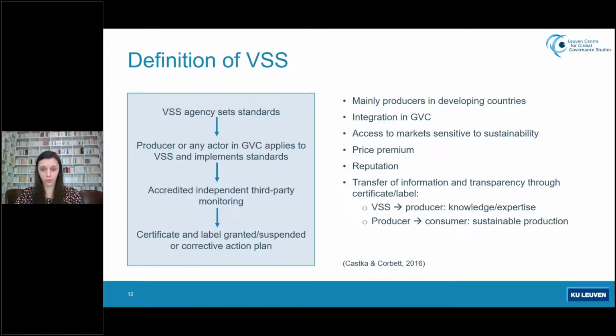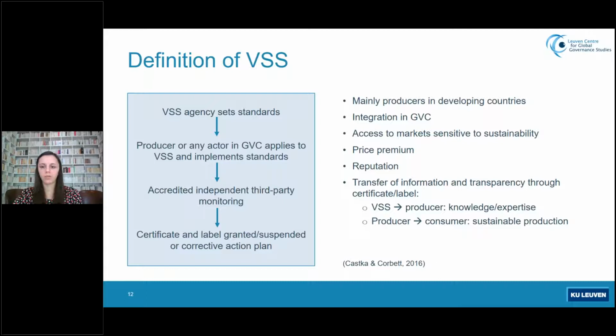And selling their products on those markets sensitive to sustainability can also theoretically result in a price premium for those producers, because consumers in sensitive markets can be willing to pay more for sustainable products. I'm sure that you've already noticed when you go shopping that a product with a label tends to be more expensive than non-certified products.